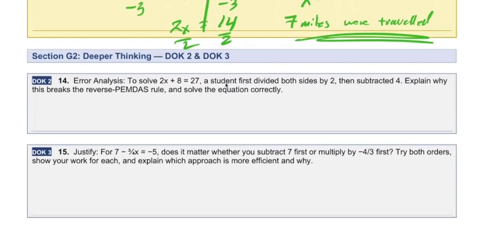Last couple, a little more DOK. Error analysis. To solve 2x plus 8 equals 27, a student first divided both sides by 2. That's wrong. Then subtracted 4. Explain why this breaks the reverse PEMDAS rule.